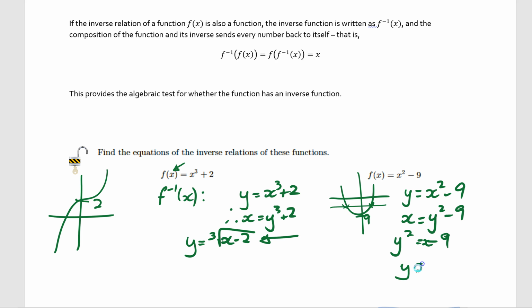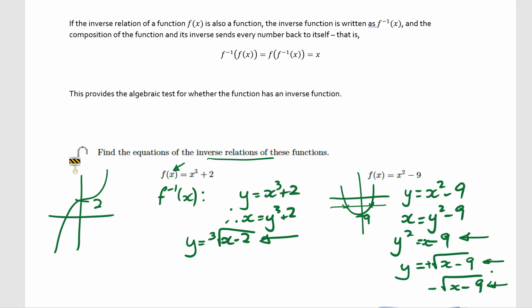But if we break it up into y equals square root of x minus 9 and y equals minus square root of x minus 9, both of these, the upper and the lower branches of our parabola, are indeed functions. So the inverse relation is this one. If we wanted to have inverse functions, we would have to break it into two separate areas.